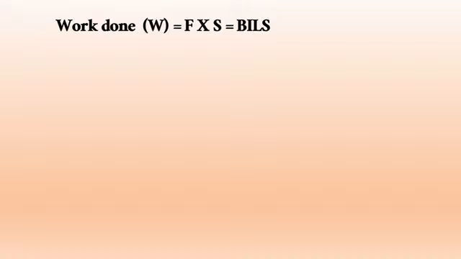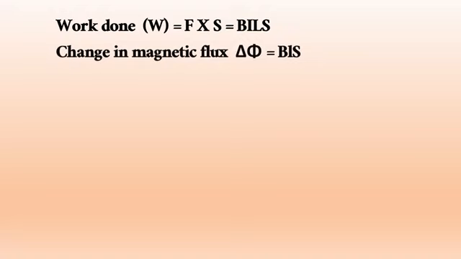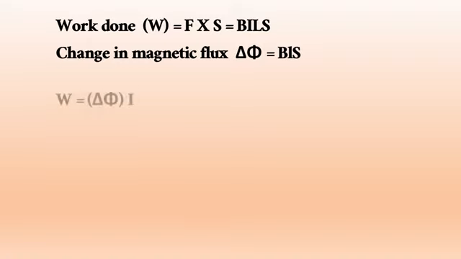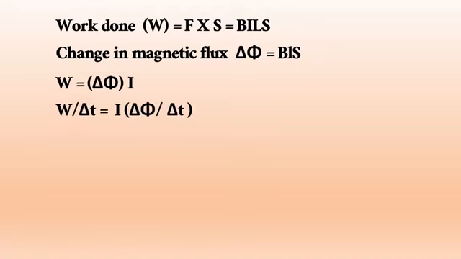Let us recall the above equations once again. Work done W is equal to F into S is equal to BILS. Change in magnetic flux delta phi is equal to BLS. From the above two equations, W is equal to delta phi into I. On dividing the above equation on both sides by delta t, we get W by delta t is equal to I into delta phi by delta t.